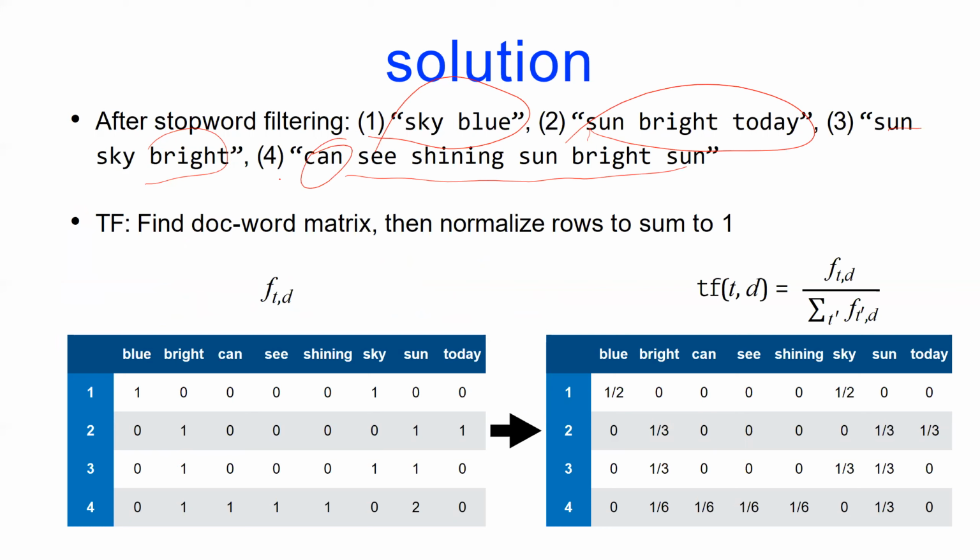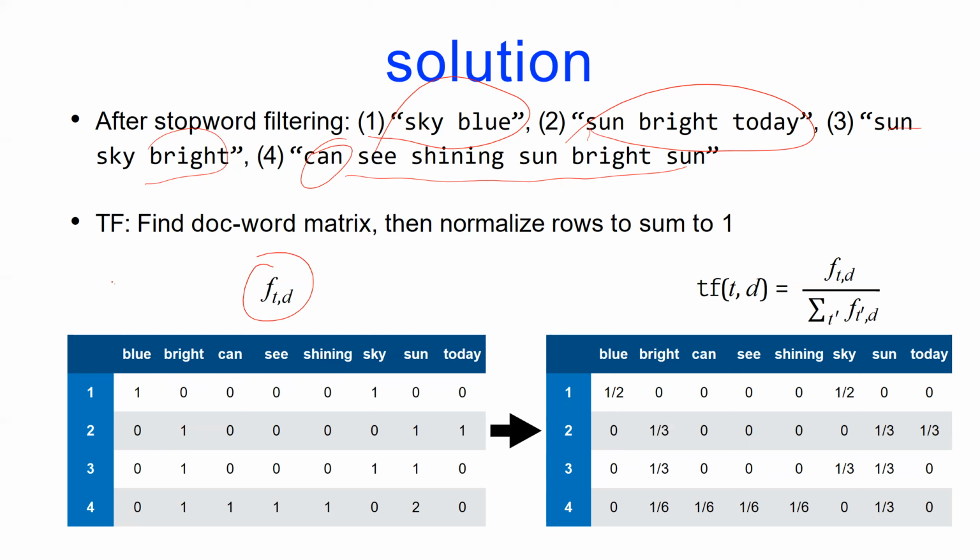Anyway, after we filter out some of the easy stop words, we will compute the term frequency. This is very simple. You just count how many times each word appeared in each document. Then you normalize over everything, to make sure all your term frequencies add up to 1.